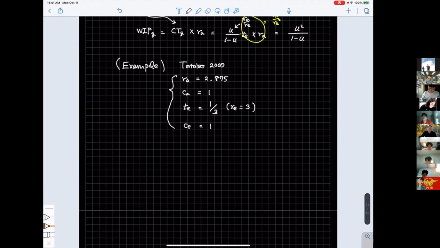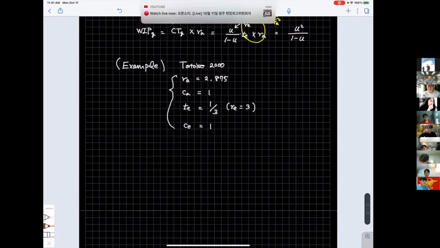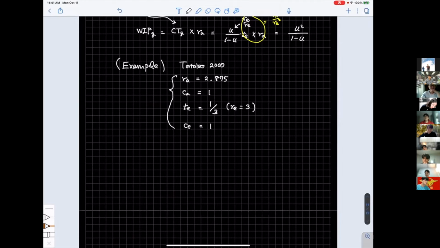Your expected number of the buffer size in this Tortoise machine. What do you think? Please tell me. What is your expectation? No one?